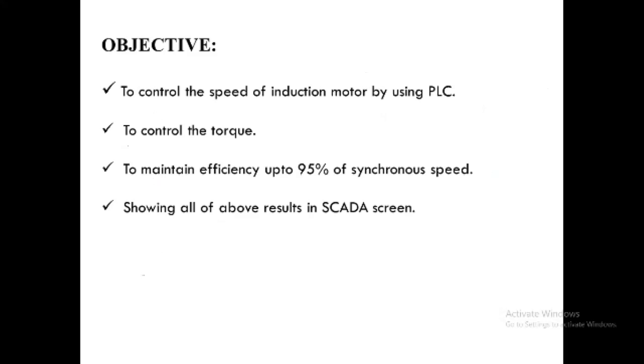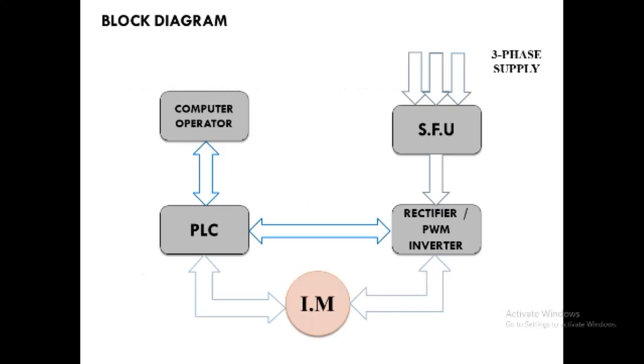The basic objective to use the starter to run this motor is to control the speed of the induction motor or AC motor by using a PLC system, to control the torque or to maintain the efficiency up to 95% of the synchronous speed, and showing all these results on the SCADA screen is the main objective of using PLC. Now let us see this block diagram of the PLC.